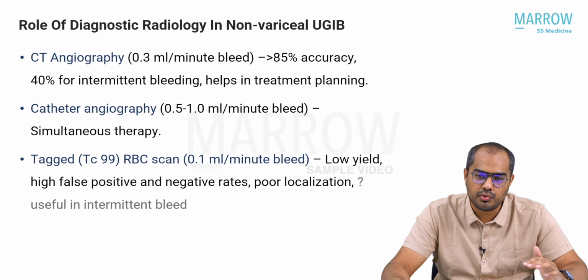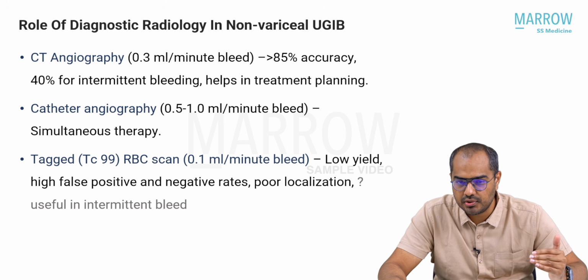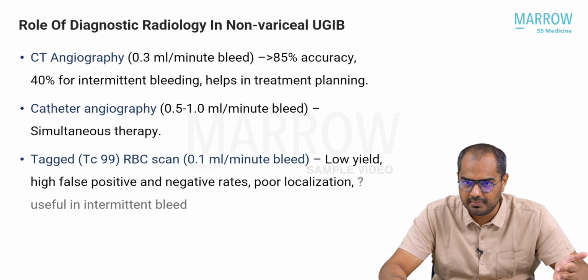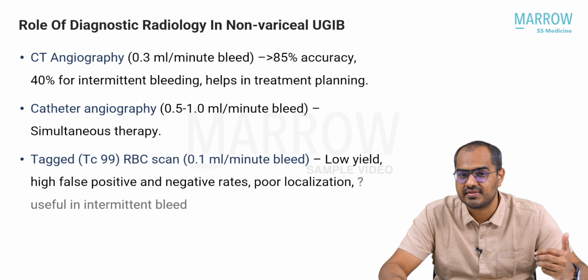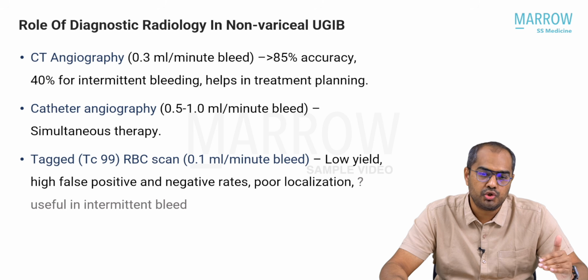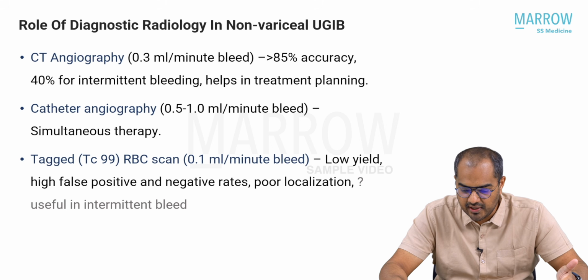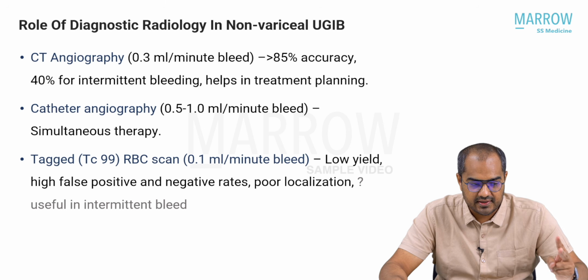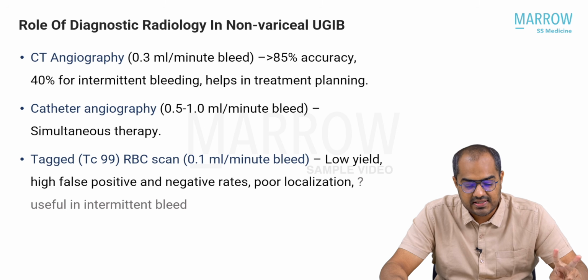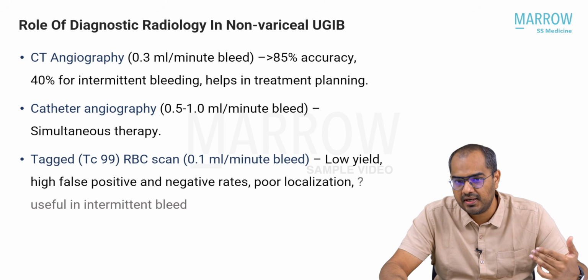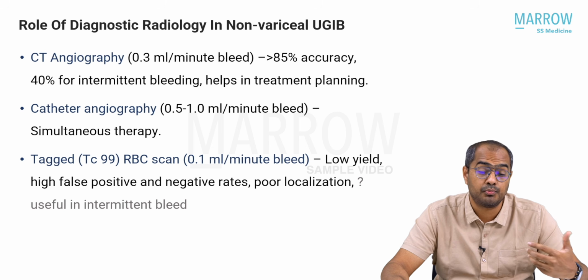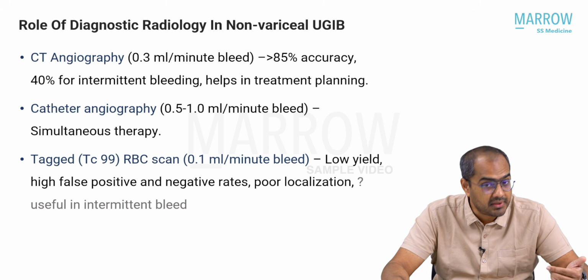So we don't routinely do an upper GI CT angiography before every case of an upper GI bleed. However, in situations where there is severe hemodynamic instability or the patient is severely exsanguinating in front of you, you might do a CT angiography. So the role of diagnostic radiology, you can divide it by two. One is CT angiography. In CT angiography, you'll be able to see active extravasation with around 85% accuracy. But the problem is, if the patient has bled and the bleeding has stopped, in these situations, it has very poor sensitivity in predicting the location of the bleed.